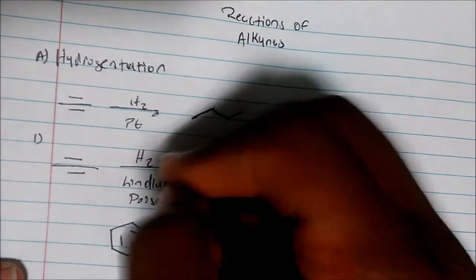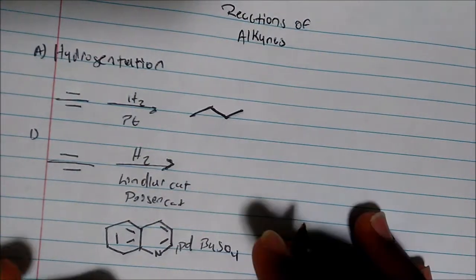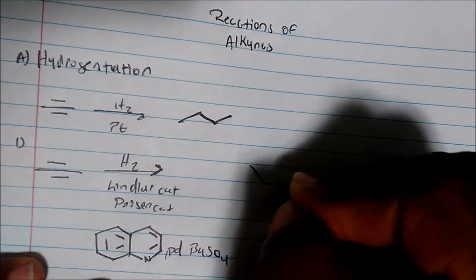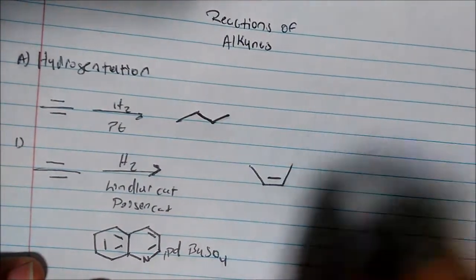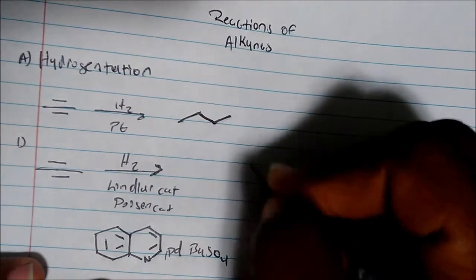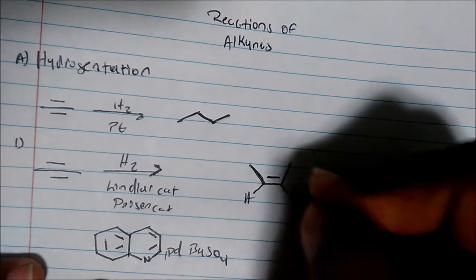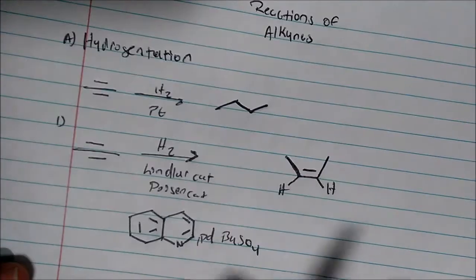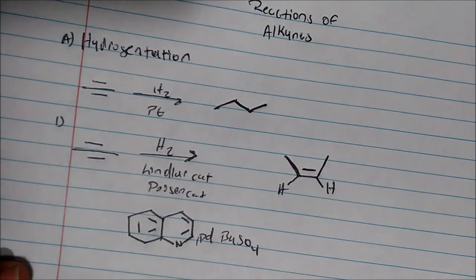So when you add this, it turns out that you get the cis alkene. You'll get something that looks like this. Notice that my two methyl groups are on the same side. My hydrogens are on the same side. So you get the cis alkene whenever you add H2 in the presence of a poison catalyst.